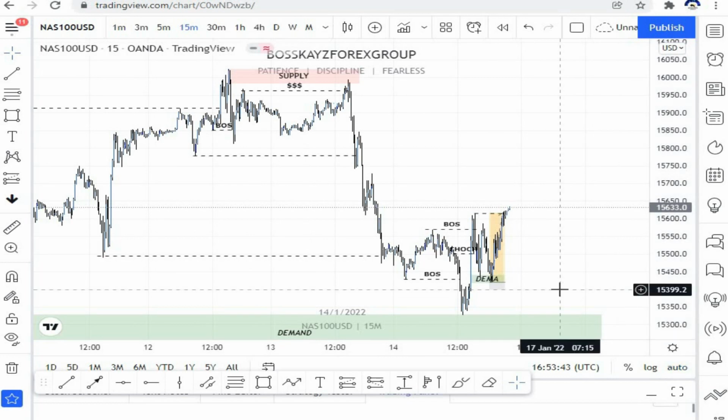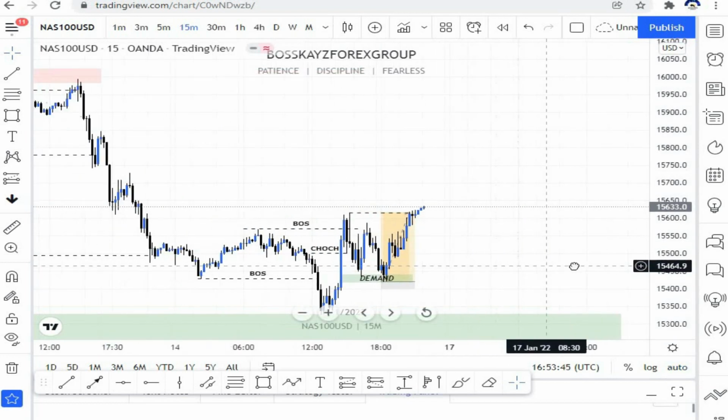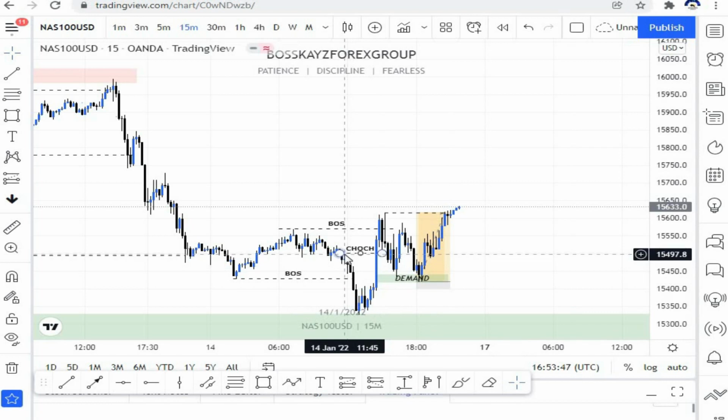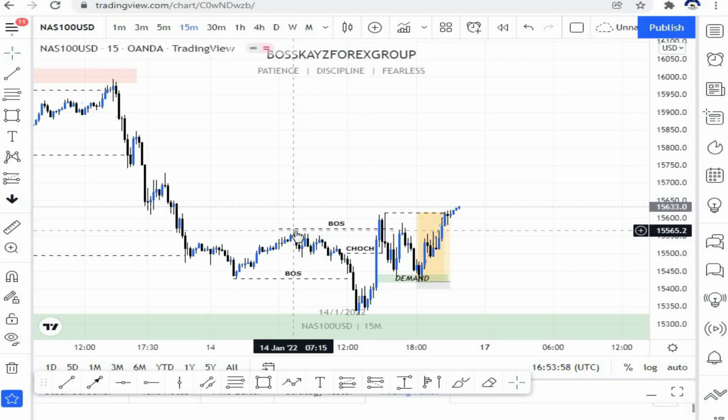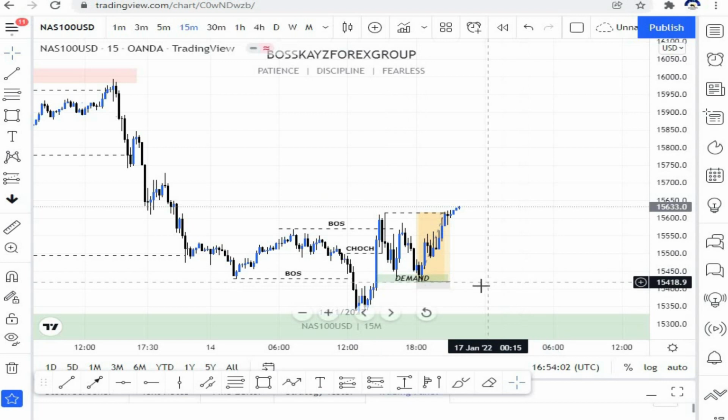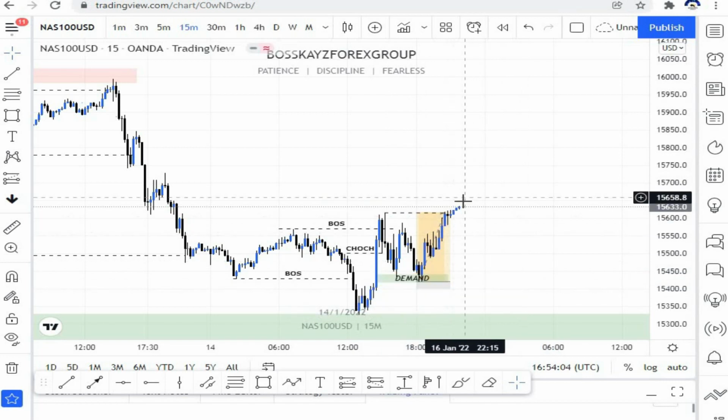As you can see, the last opposite candlestick was this one. That's where the change of character has been made, right? Meaning the price has taken out that lower high, and then this lower high was taken out, creating a new higher high. The price came back to the OB, and then they shifted the market going up.